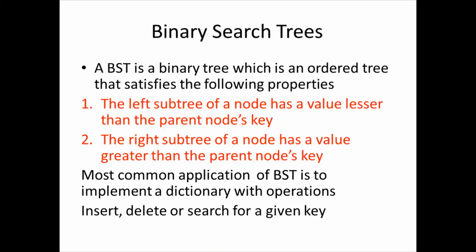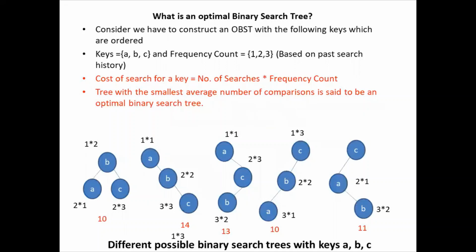In order to implement these search, delete, or insert operations efficiently on dictionaries, it is required that the number of accesses or the searches required for locating a key element is the minimal one. This idea of minimizing the number of search operations required for accessing key elements from a dictionary brings in the concept of generation of optimal binary search trees. Now we go to the formal discussion of optimal binary search trees.